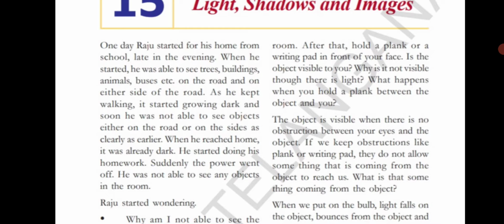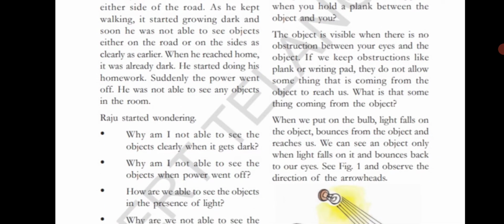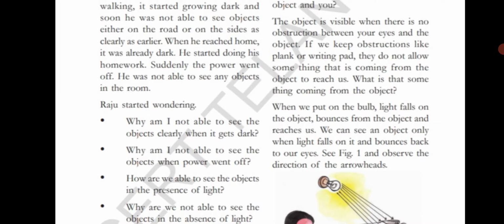Though there is light, the plank is in between, so the object is not visible. What happens when you hold a plank between the object and you? The plank doesn't allow you to look at that object. The object is visible when there is no obstruction between your eyes and the object. If we keep obstructions like a plank or writing pad, they do not allow something that is coming from the object to reach us. What is that something coming from the object?